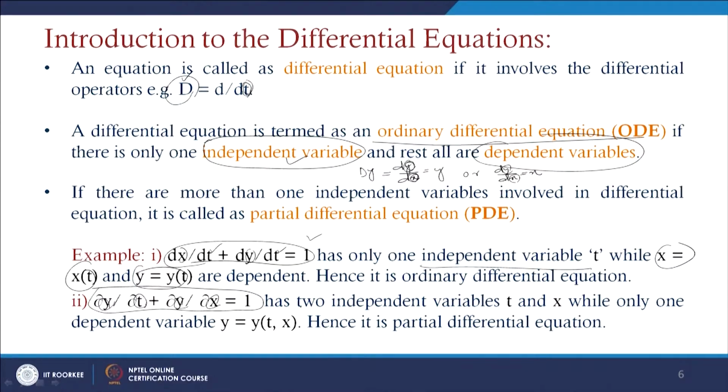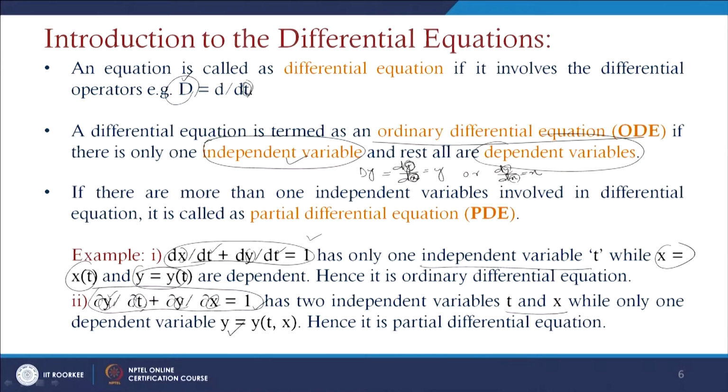So, similarly, here also in the partial differential equation, if you just see here, del y by del t plus del y by del x equals 1 has two independent variables, t and x, while only one dependent variable y, which will change with respect to t and also with respect to x. Since t and x are independent variables, they will not change, but y will change with respect to t, and y will also change with respect to x. So that is why we are writing only one dependent variable y, which is dependent on both t and x. Hence, it is a partial differential equation.